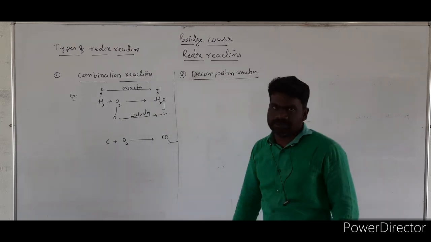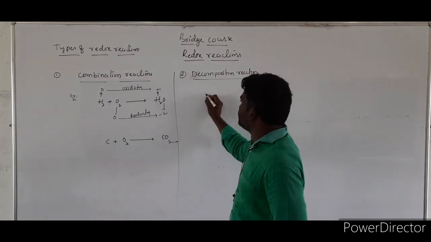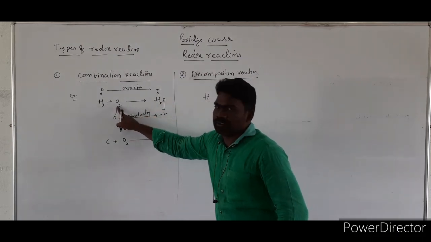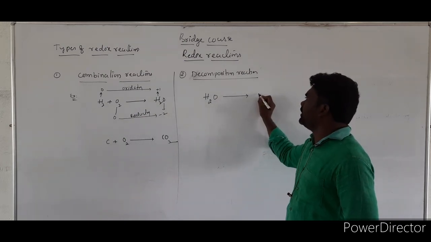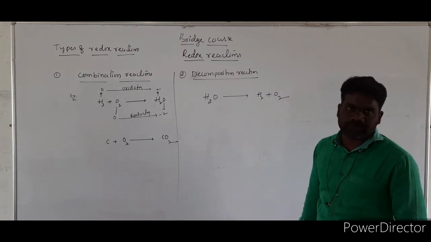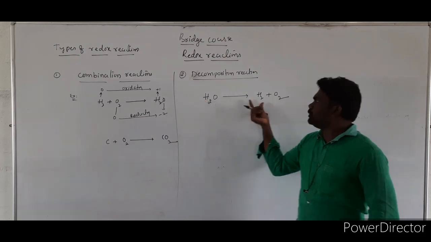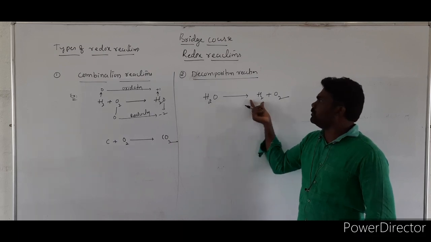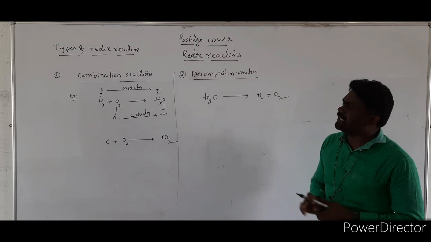Let us take an example of a decomposition reaction, taking H2O. The opposite of this one you can take. So that was combination, and the opposite is decomposition. H2O splits into H2 plus O2. The decomposition reaction is the splitting of a compound into two or more substances. Even this is a redox reaction.